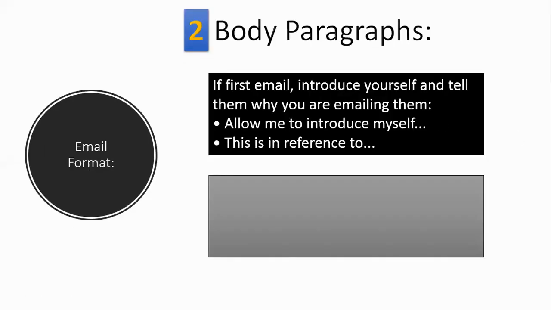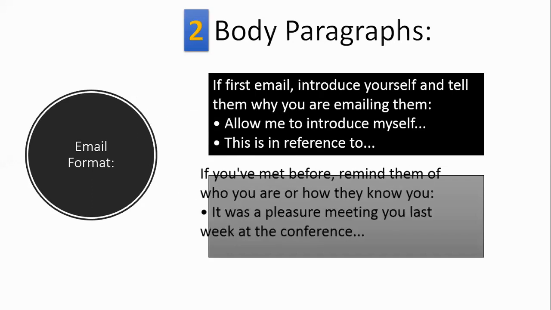Hold on. Let's continue. Body paragraph. In the first email, introduce yourself and tell them why you are emailing them. Allow me to introduce myself. My name is, I work for this company, I'm writing this email because, and so on. This is in reference to the conversation we had last night. You can refer to something you have had with someone before.